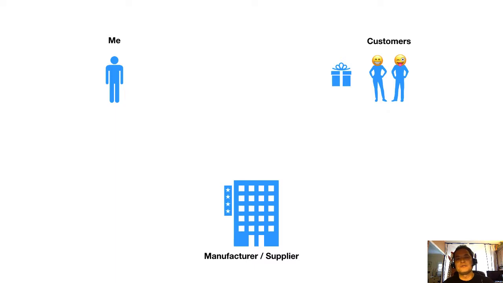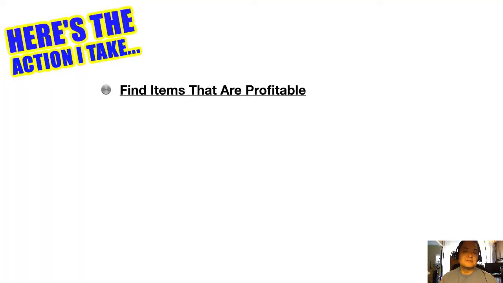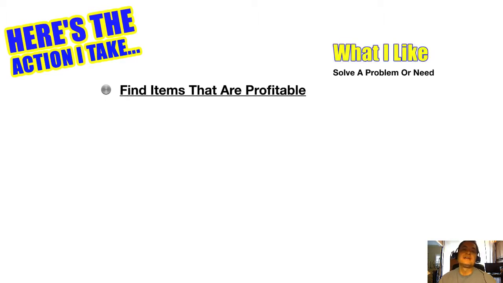Now, let me walk you through the steps that I take to get to this point, because it doesn't just happen automatically. So the first thing that I do is I look for products or items that are going to be profitable for me to sell. And let me tell you what I like. I like products or items that solve a specific problem, or there's a definite need for it, and that helps me identify customers, because I know if they're looking for something that they need, or it helps them solve a problem, then you've automatically got a lot of interest from the customer side.